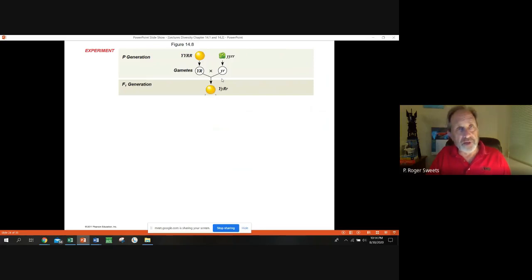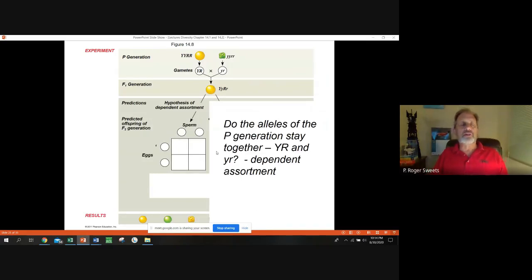But of course, now we know that they're heterozygous for both of those two characteristics. Because we have this dominance in terms of color and in terms of being round, they all appear the same phenotypically in the F1 generation. But now each one of these is big Y, little y at that one characteristic, right? And big R, little r at that other characteristic. So now the question that Mendel was trying to answer was about this independent versus dependent assortment.